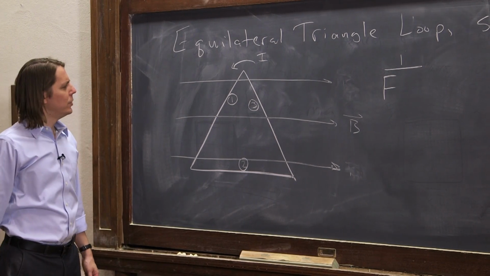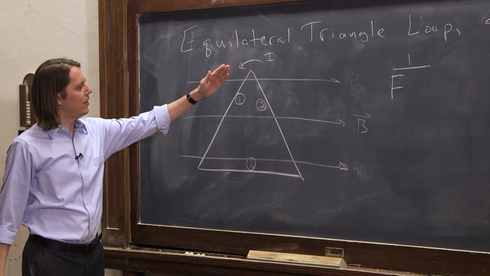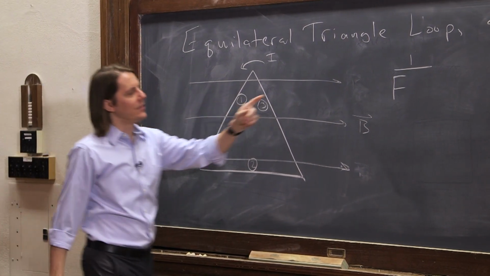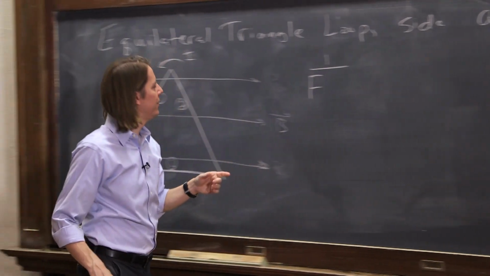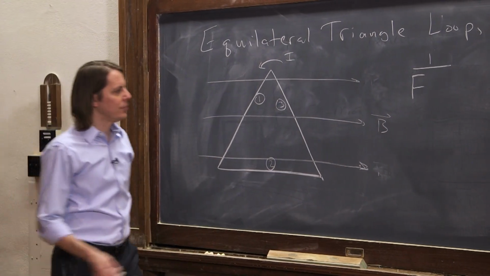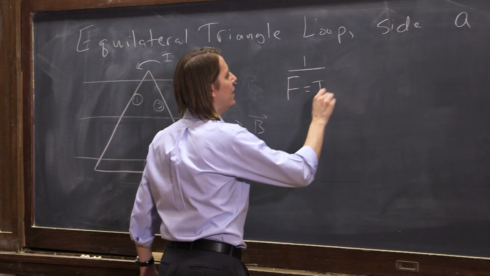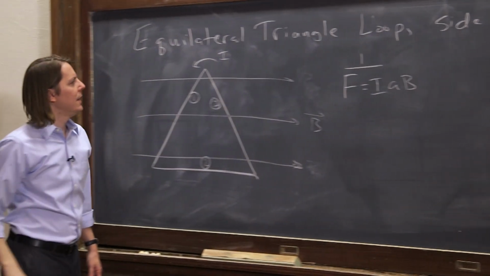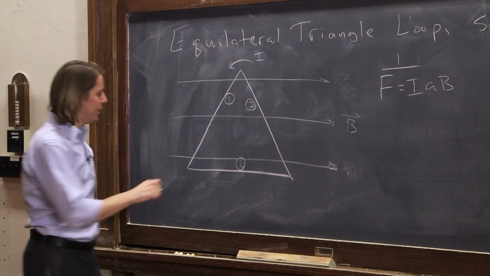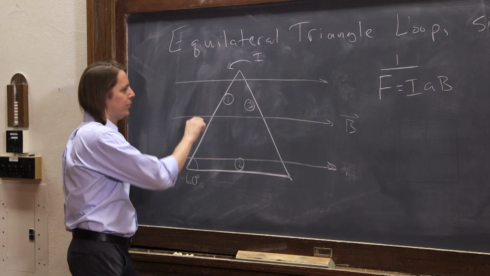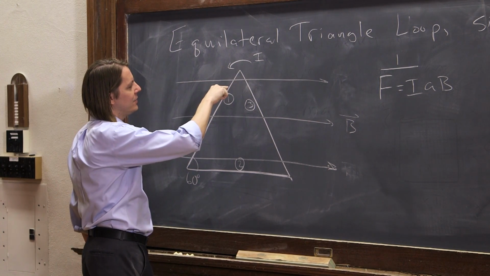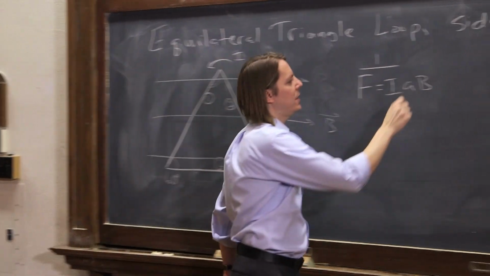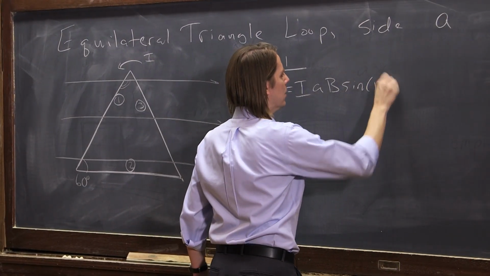Well, let's see. We have to think about what L is in this case. The current's going around, so L is a vector pointing along this direction with magnitude A, right? Because the total length of that side is A. So the force is I L cross B. The magnitude of L is A, the magnitude of B is B, and then times the sine of the angle between them. If this is 60 degrees of an equilateral triangle and that's 60, that would make that 120. So we add the sine of 120.